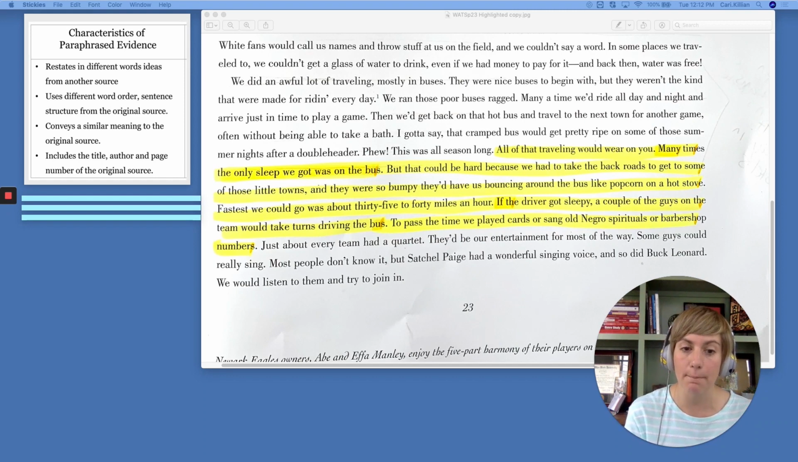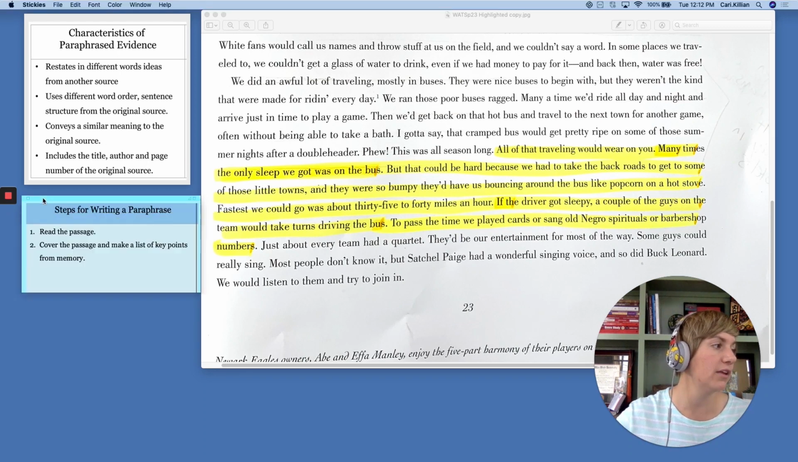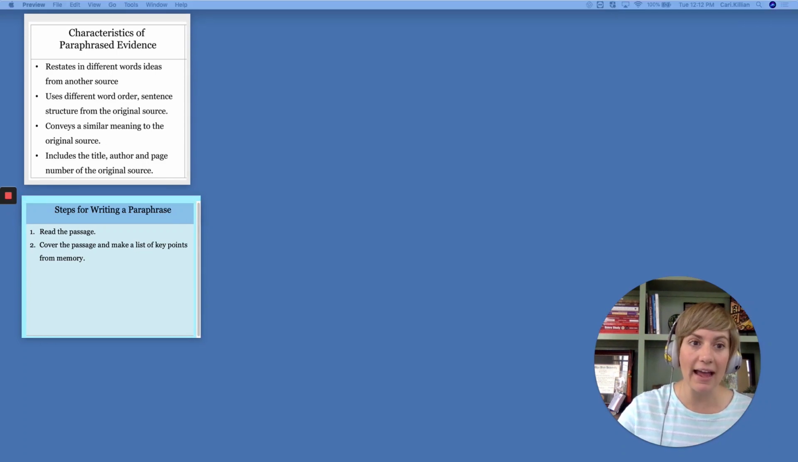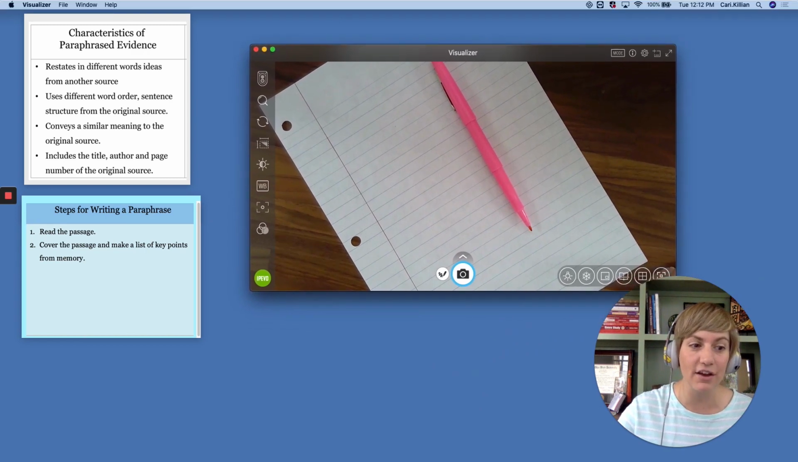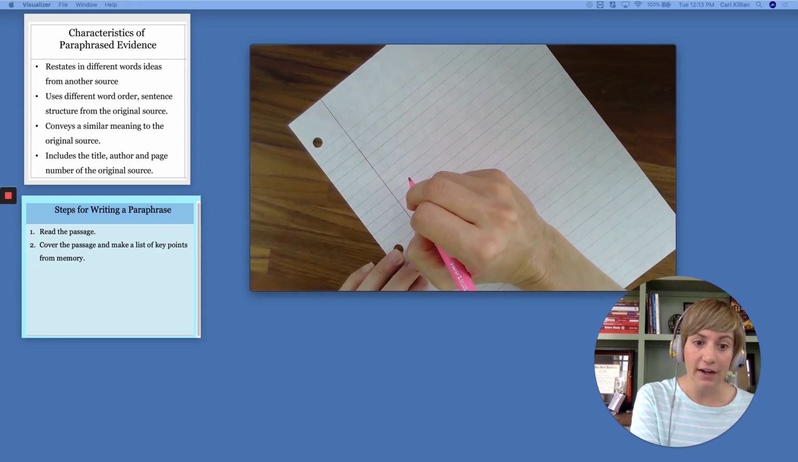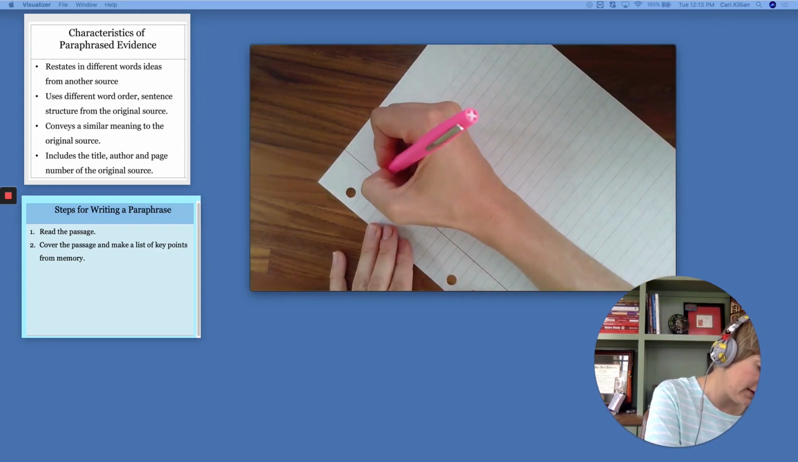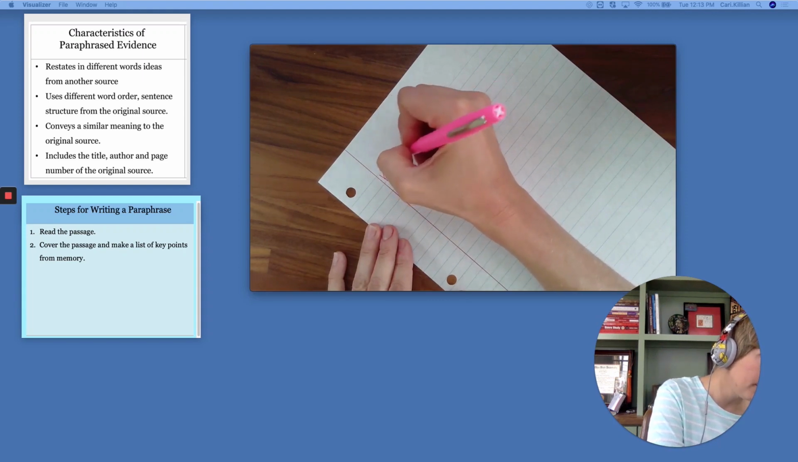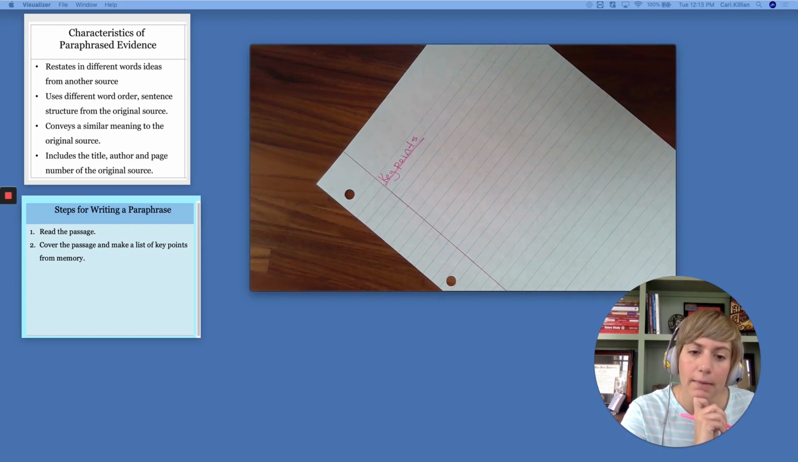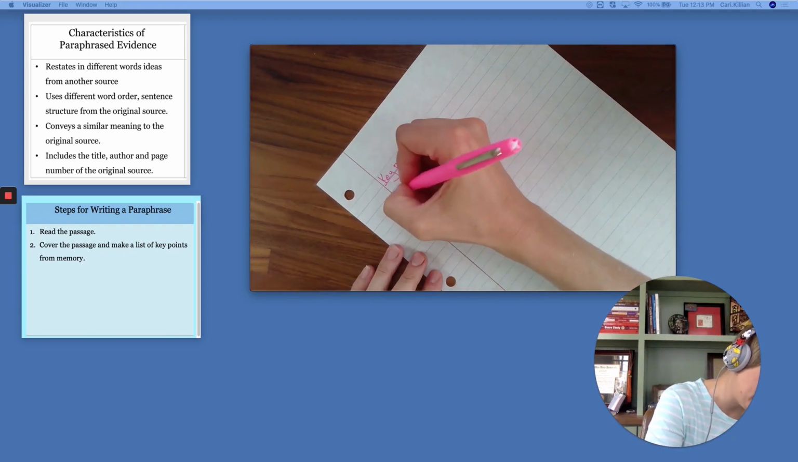Okay, the next step, cover the passage and make a list of the key points from memory. All right, so I read it, and now I'm going to take that passage away, and I am going to write a list of those key points from my memory. Okay, so I'm going to write them up here, and you can see as I do that. I'm going to title this Key Points and underline it. All right, so I remember that the players drove if the bus driver fell asleep. So I'm going to write that here.